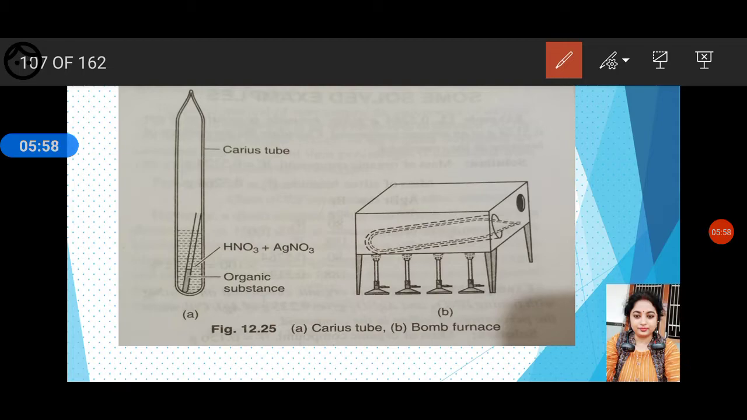This is a furnace. The furnace is arranged and its temperature is gradually raised to 573 Kelvin. The heating is continued for about 6 to 7 hours. We have to keep on heating it. After heating it for so long, we will cool the tube.